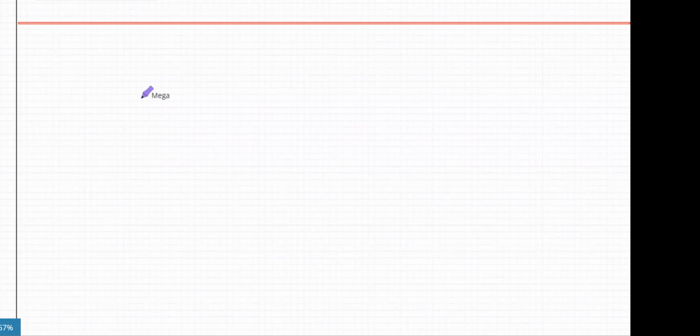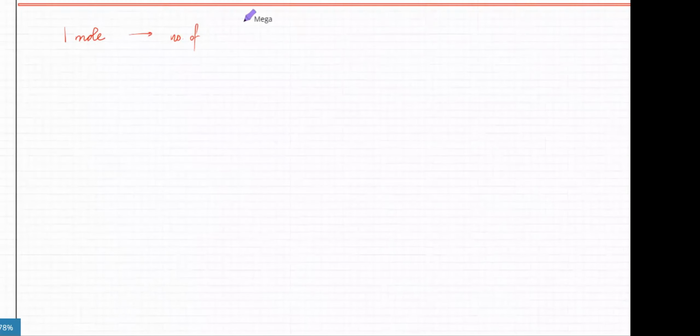As past paper questions are more important. So we'll, I mean, moles is something that you've already done in your O levels as well. So the first thing is definition. What is a mole? 1 mole is the number of particles equal to the Avogadro's constant. So you would be asked about the definition of what a mole is.